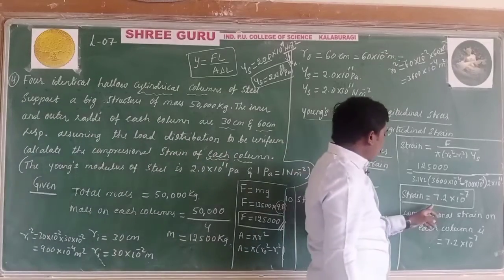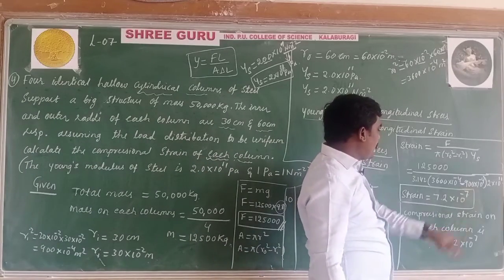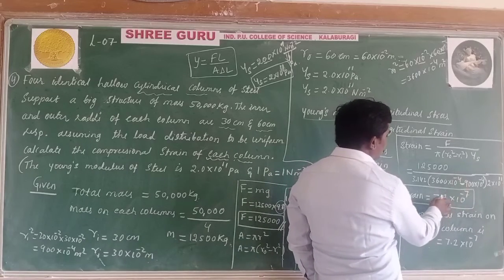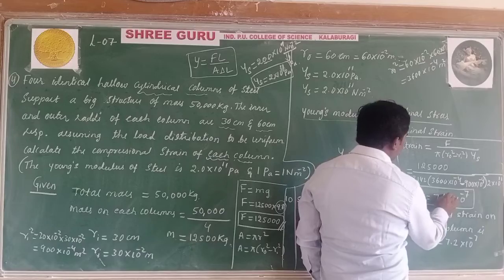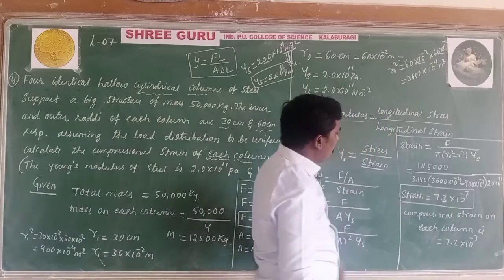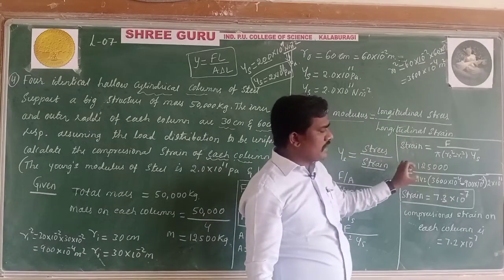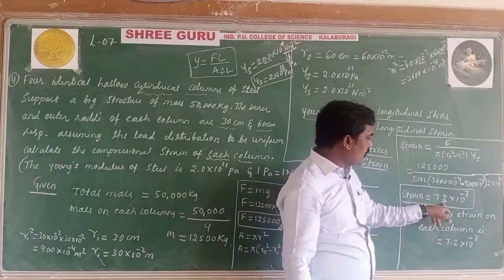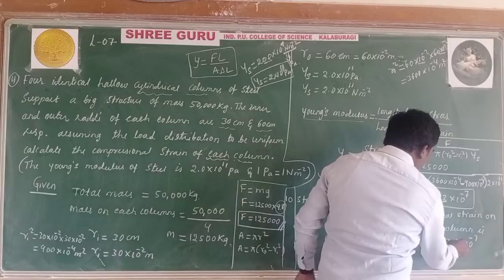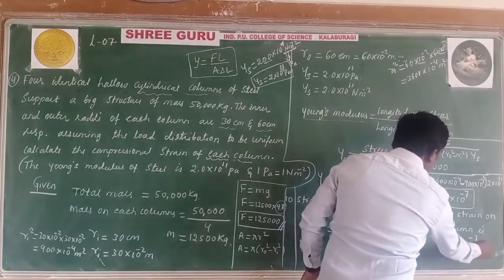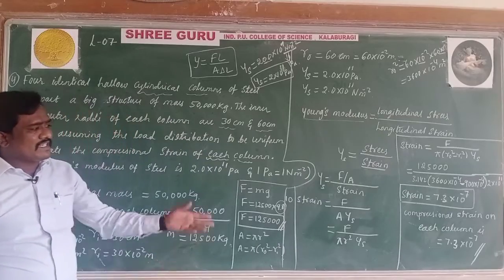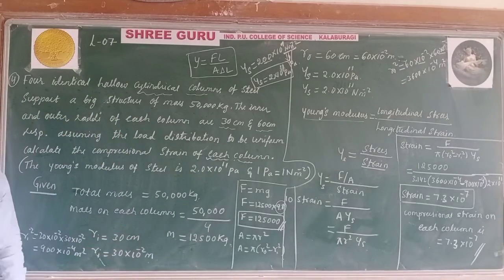The compressional strain is 7.2 into 10 raised to minus 7, or by calculating, approximately 7.3, just calculate yourself on the calculator. That is approximately compressional strain 7.3 into 10 raised to minus 7, approximately 7 into 10 raised to minus 7. That is a very small value. Come to the next question.